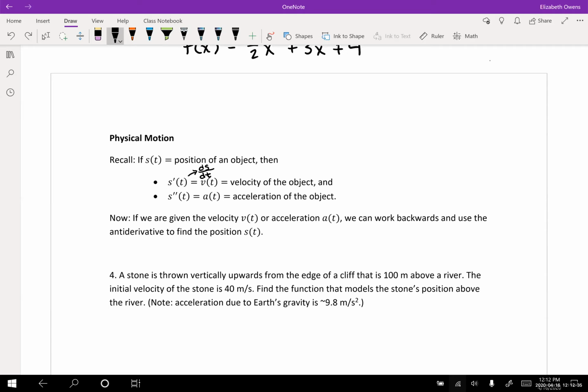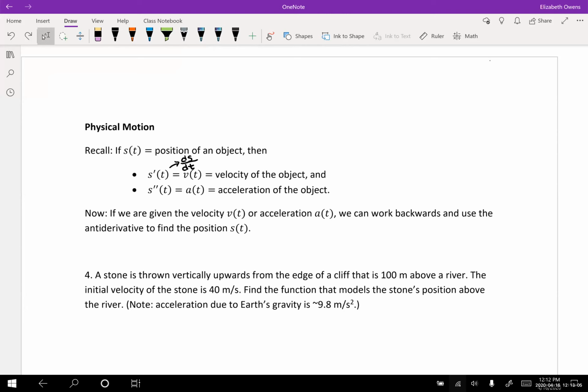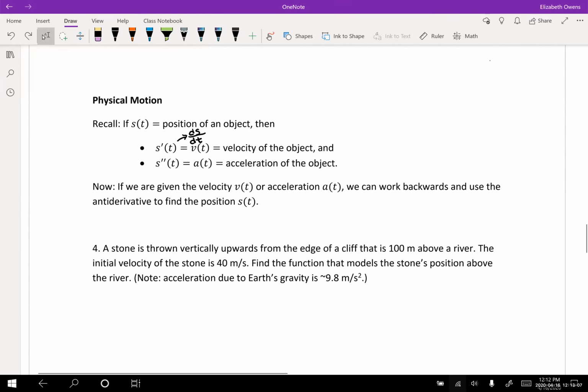So in the past, we've been given the position function, and then we take derivatives to get velocity and then acceleration. But now that we have the antiderivative, we can work backwards. If we are given the velocity or the acceleration, we can work backwards and use the antiderivative to find the position function, s of t. Okay, so that's what we're going to do in this next problem here.